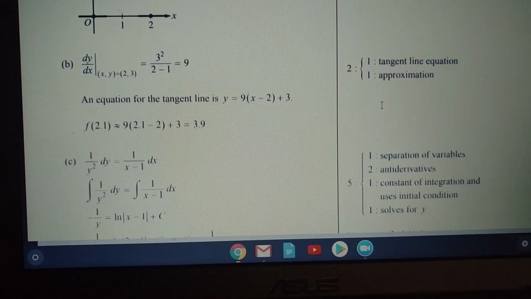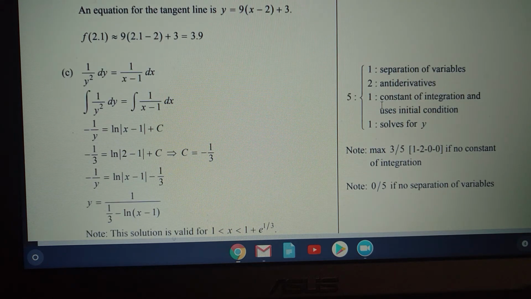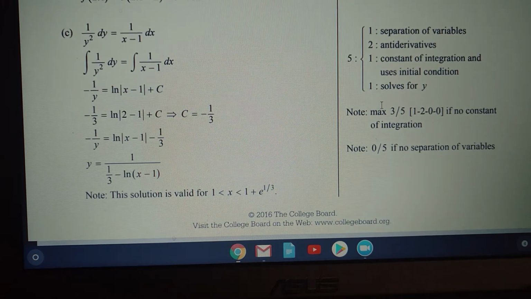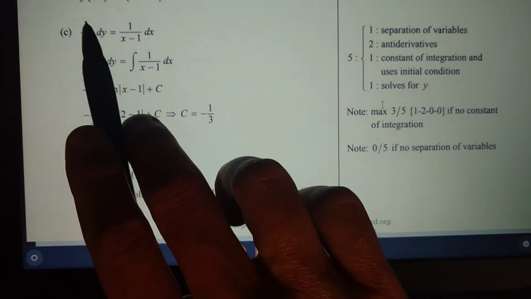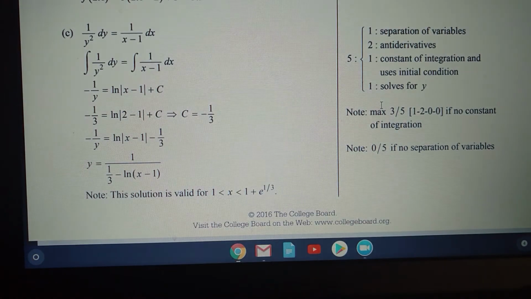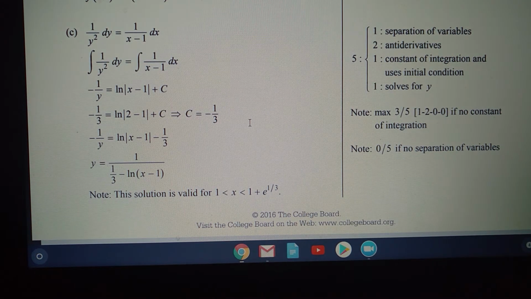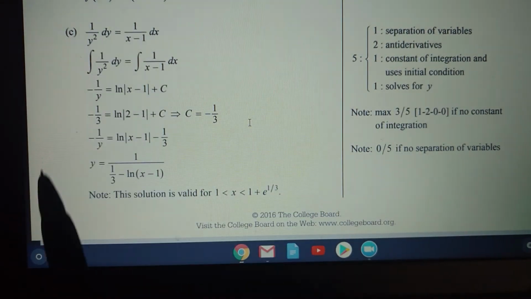Okay, for part C, this is your solving the separable part where you get the particular solution. So here's what you have to have. First, you must separate your variables. So you must have this dy over y squared equals dx over x minus 1. Okay, so we have our separation of variables. That gets us 1 point if we just remember to separate them.